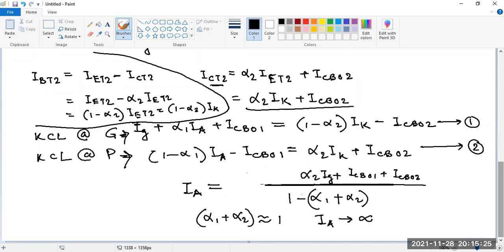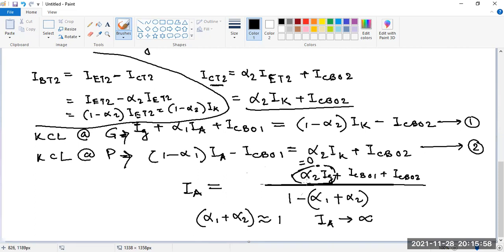Yes sir, yes sir. Have you understood? That means, after some time, if you make this term 0, meaning you withdraw the gate current, then also, as the denominator of this expression is quite low, because alpha 1 plus alpha 2 is almost unity, whatever the value of the reverse saturation current, the IA value will be quite high. That means the device will be in the turned on condition.